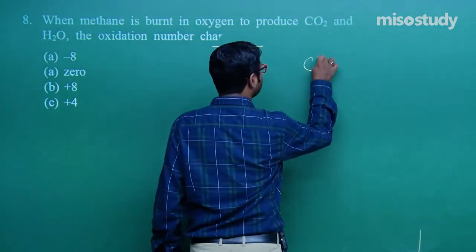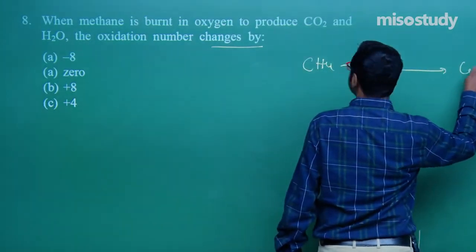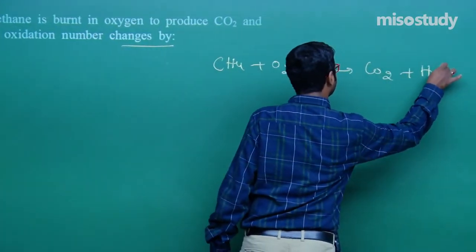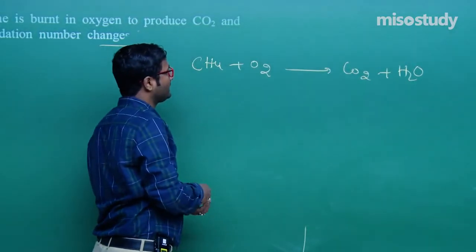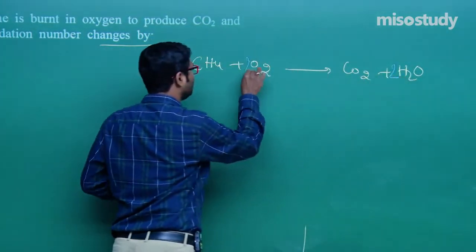Now as we know, this is methane. When burnt in oxygen, it gives you CO2 plus H2O. Clear to you? Now look here, balance the reaction. Here if I put 2 here, put 2 here.